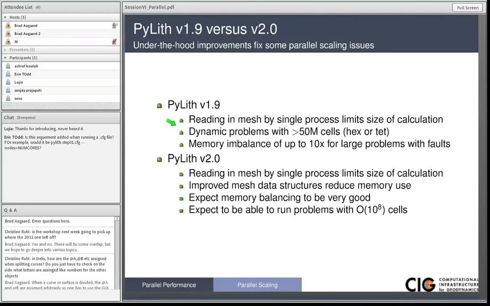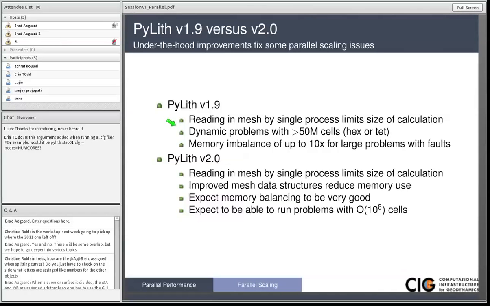With quasi-static problems, it's really the physics that you want to put in, and you don't really hit these 50 million cell problems because you can do things like coarsening the mesh and using unstructured grids. So you usually don't need the same computational power that dynamic problems need, because they need the fine resolution to resolve the propagating seismic waves.